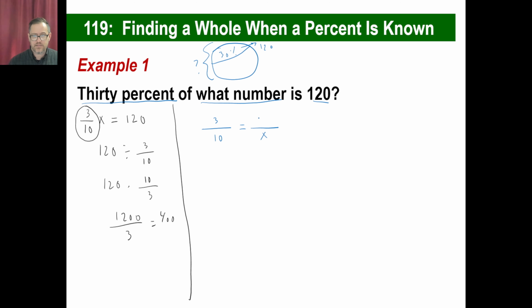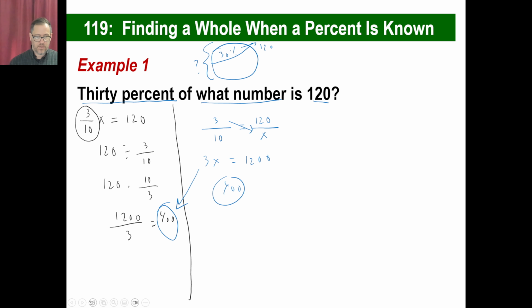We used x last time, we'll use x there. Now we cross multiply, right? Or if it works out, you can do this as well. 3 times what gives you 120? 40, right? So 10 times 40 will give you that. But let's say you didn't figure it out. 3 times x is 3x. 10 times 120 is 1,200. And we do exactly the same thing we do over here, and we get the answer 400 again.